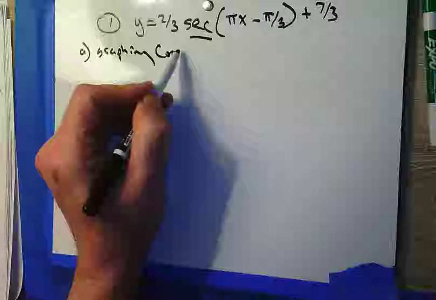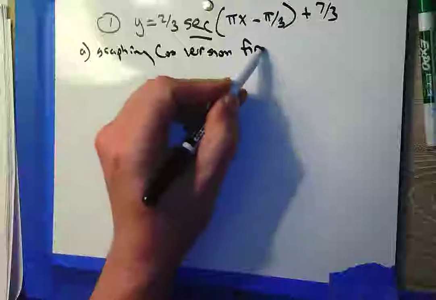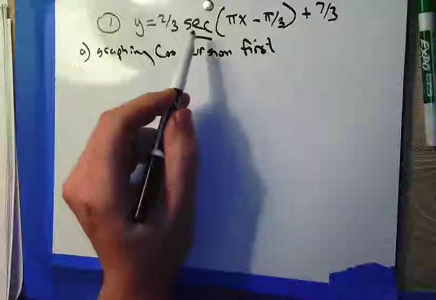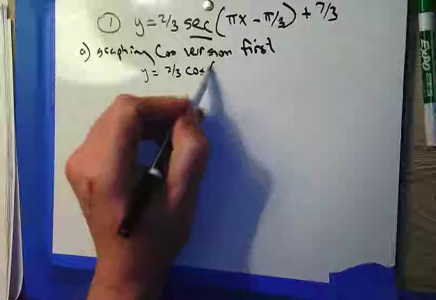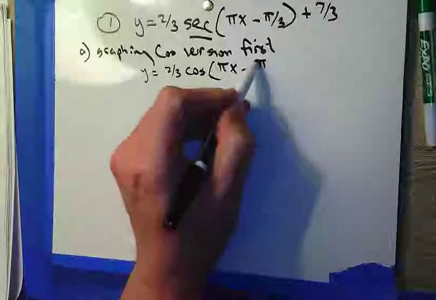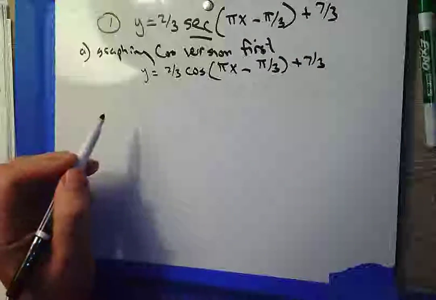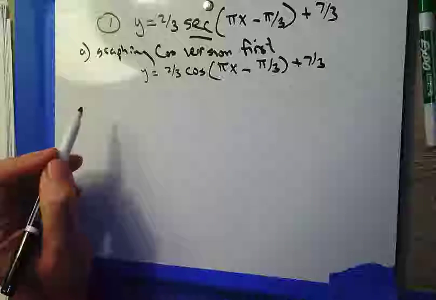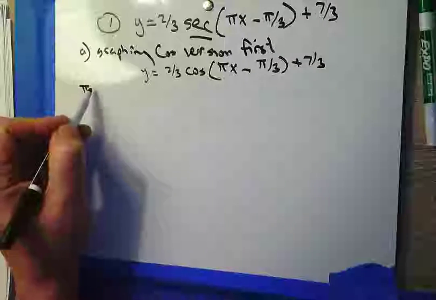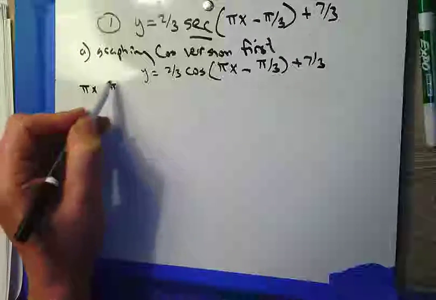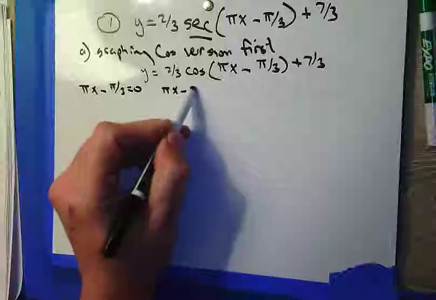cosine version first. I'm going to graph this as though it said cosine. Y equals 2/3 cosine pi x minus pi over 3 plus 7/3. And then when I'm done graphing cosine, I'll do the last two steps that will turn it into a secant graph. So we'll start by setting our argument, the stuff in parentheses, equal to 0 and equal to 2 pi.